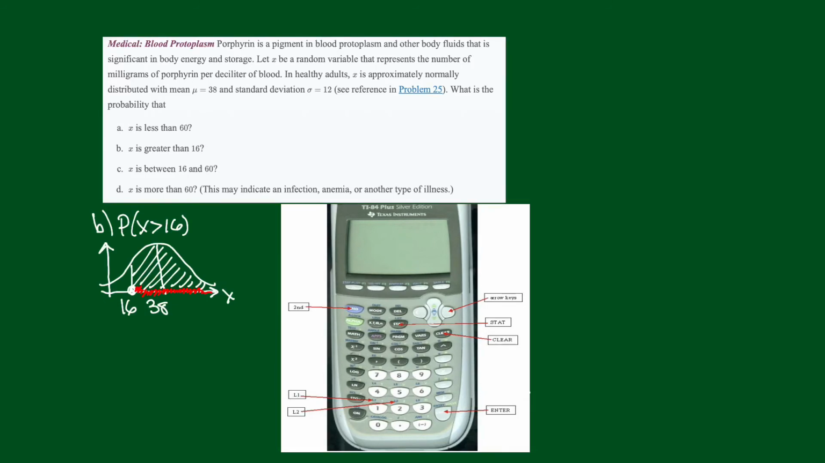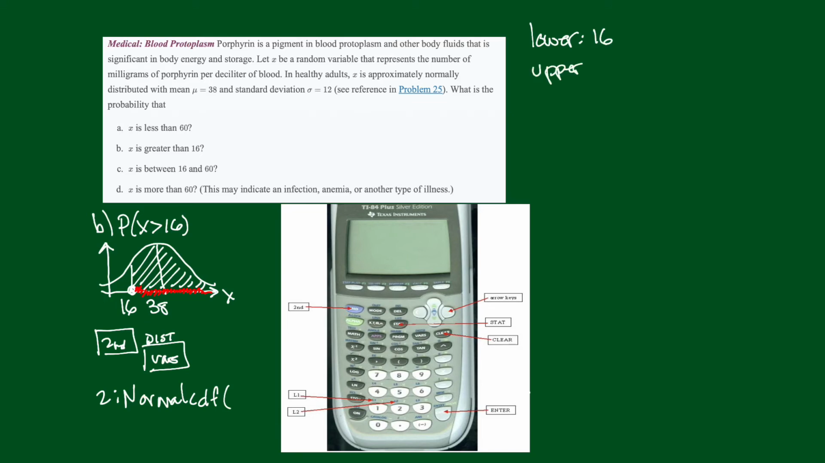So what we're going to type in here is, we're going to go to second, VARS, because that's where distribution is. And then we're going to select number 2. Item number 2. We're going to get normal CDF and press enter. Okay, so press enter. Now what it's asking for is the lower bound. Now we are going from 16. That's our lower. So we're going to type in a 16. And then it wants the upper, right? So press enter, type in 16, press enter.